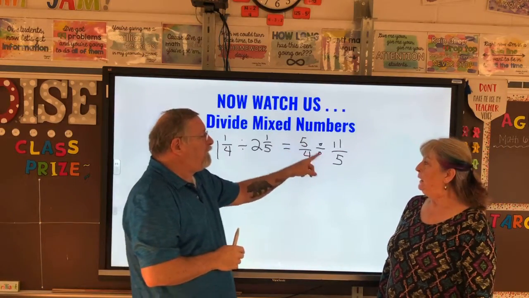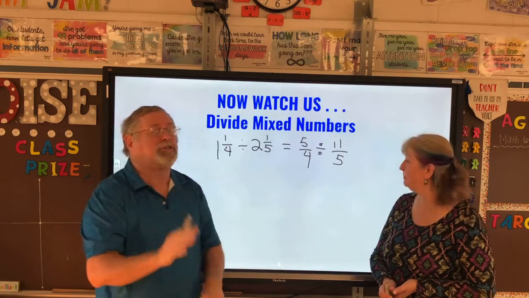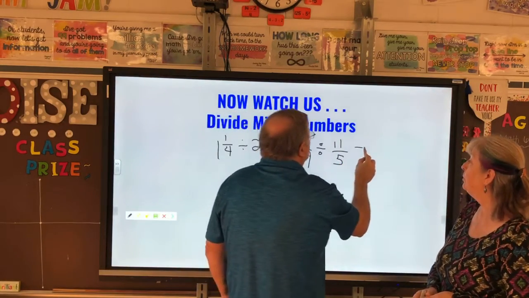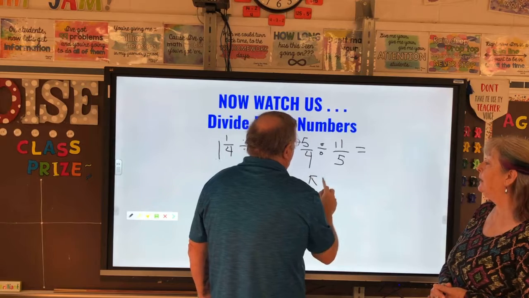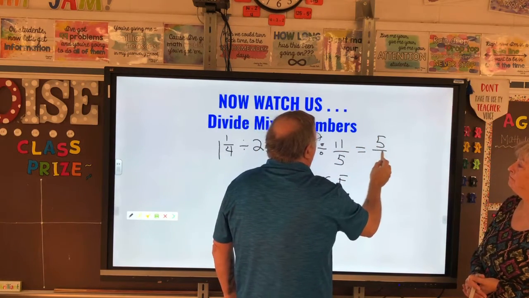Now here's where students can get into trouble. As soon as you see this 5 and the 5, people want to go ahead and start reducing. You can't reduce yet. You have to first rewrite this, because we're going to KCF it. So we're going to keep this the same, 5/4.